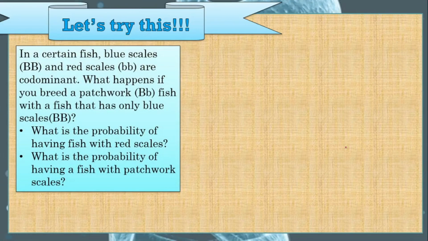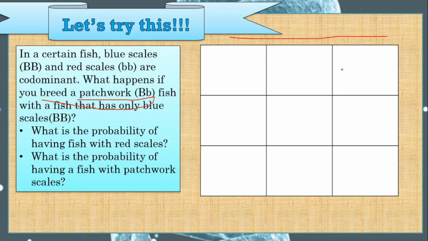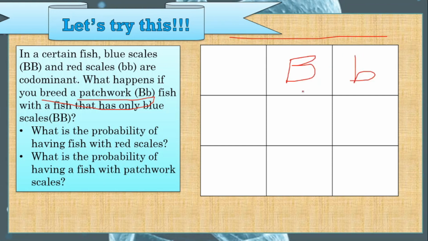Okay, let's try this. In a certain fish, blue scales, capital B, and red scales, small b, are codominant. What happens if you breed a patchwork capital B small b fish with a fish that has only blue scales? Question: what is the probability of having a fish with red scales? And what is the probability of having a fish with patchwork scales? You can show them in a Punnett square. In this part, we will be using the patchwork fish Bb and the blue scale fish BB, then cross the alleles.